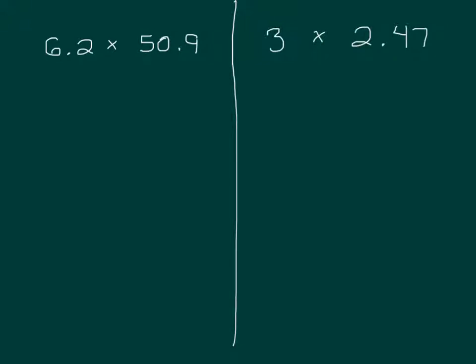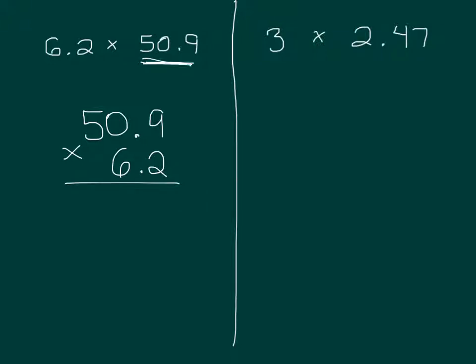So on the left here we have 6 2/10 times 50 and 9/10. And so first I need to decide which factor goes on top, and it's going to be 50 and 9/10 because it has more digits, not because it's bigger, because it has more digits. So I'm going to set it up with the 50 and 9/10 on top and the 6 and 2/10 on the bottom, almost as if I was multiplying 509 times 62. And now I'm just going to multiply like normal.